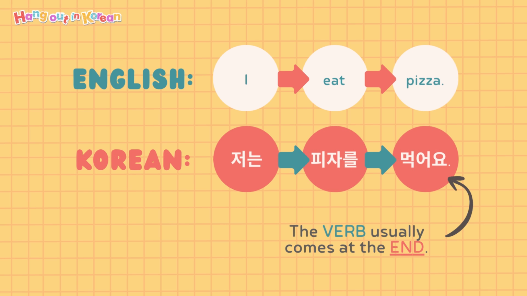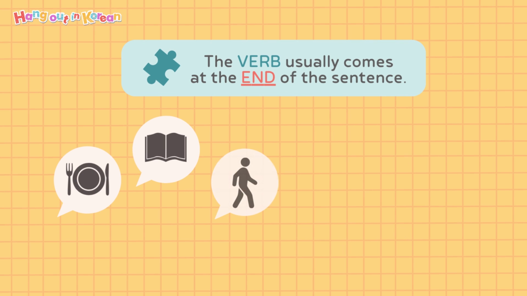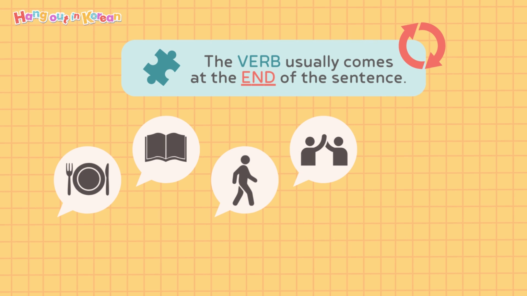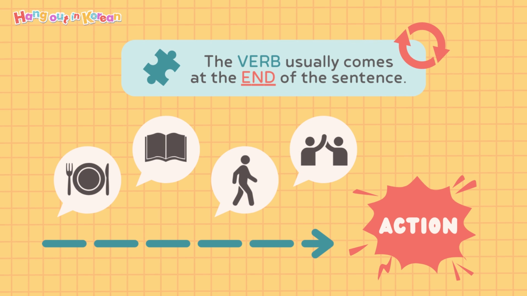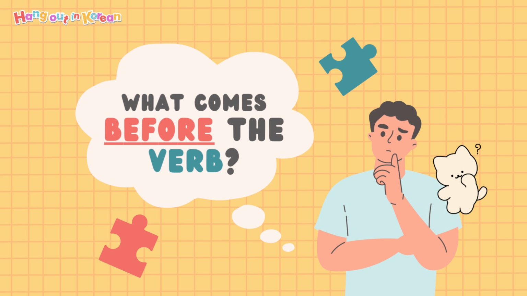Whether you're talking about eating, studying, going somewhere, or meeting a friend, you'll see this same pattern again and again. So whenever you read a Korean sentence, try waiting for the final word before deciding what the sentence means. Very often, that's where you'll find the action. Now, you might be wondering, if the verb usually comes at the end, what comes before it? Let's look at the pieces that make up a Korean sentence.